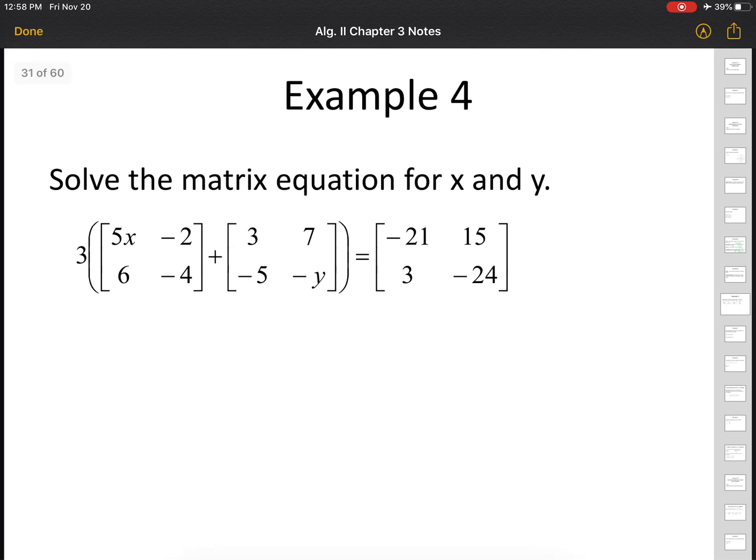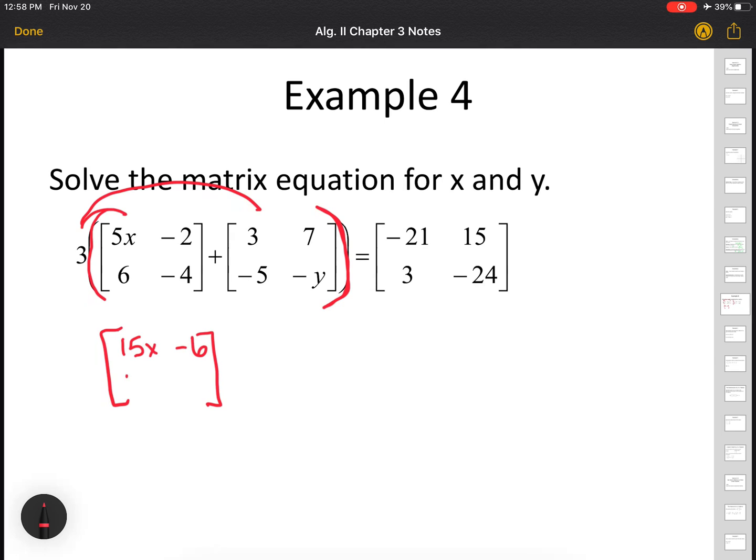And lastly here in example 4, I'm going to try to solve for x and y. I'm actually going to solve this time. Well, the first thing I notice is I have parentheses here. Right? So what I'm going to do first is take that scalar 3 and do both of those. Okay? So if I take the first scalar to the first matrix, I'm going to have 15x, -6, 18, and -12.